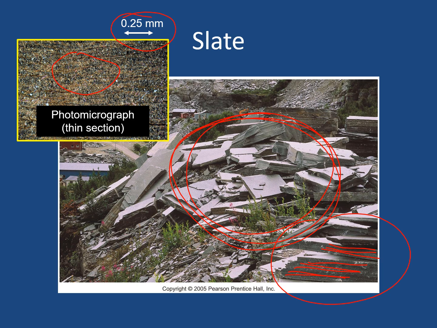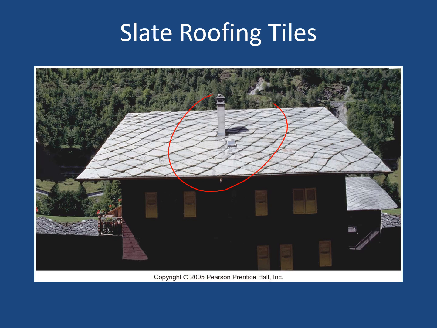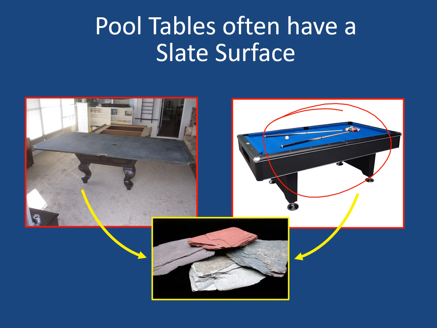And for that reason, it's used as decorative stone and building stone because of its ability to split easily along those foliation planes. So slate can be used as roofing tiles, for example, and it can also be used to make pool tables. If you were to cut away the felt on this pool table, underneath that felt, you would see a very expensive piece of slate. And what we're looking at here is a foliation surface that results from splitting a piece of slate into thinner pieces.